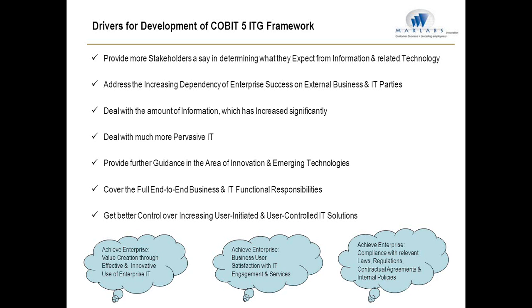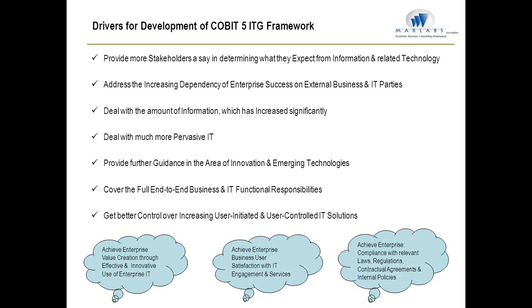So there are certain fundamental drivers why COBIT5 was developed as an IT governance framework. One of the top reasons was to provide more stakeholders a say in determining what they expect from information and related technology. So that is a point to ponder. Address the increasing dependency of enterprise success on external business and IT parties, dealing with the amount of information which has increased significantly, and deal with much more pervasive IT. I mean, IT is there everywhere. Provide further guidance in the areas of innovation and emerging technologies.